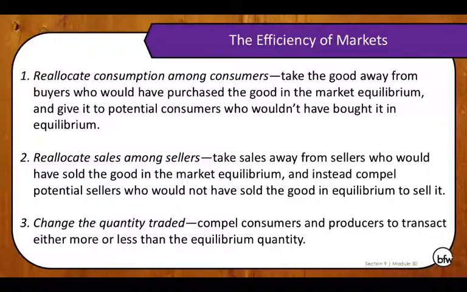Second, the government minister could reallocate sales among sellers by taking sales away from sellers who would have sold the good in the market equilibrium and instead compelling potential sellers who would not have sold the good in equilibrium to sell it. Finally, the government minister could change the quantity that is traded by compelling consumers and producers to transact either more or less than the equilibrium quantity.